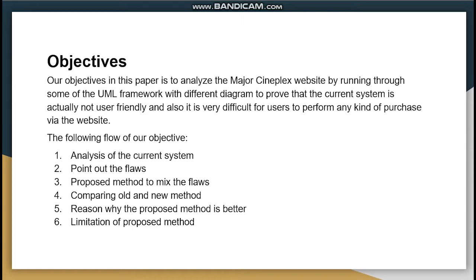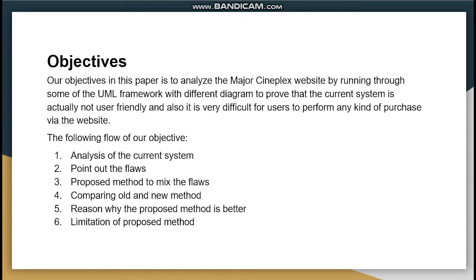Objectives. Our objective in this paper is to analyze the Major Cineplex website by running through some of the UML framework with different diagrams to prove that the current system is actually not user friendly, and that it is very difficult for users to perform any kind of purchase via the website.